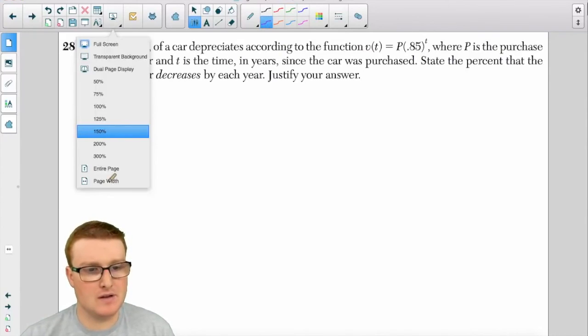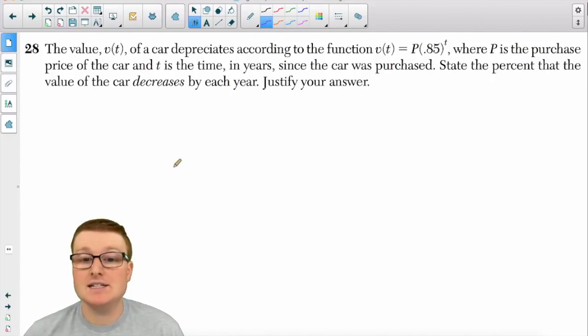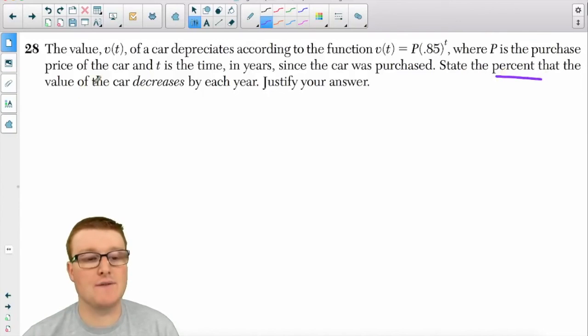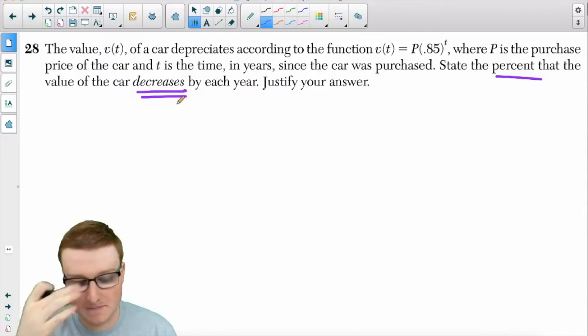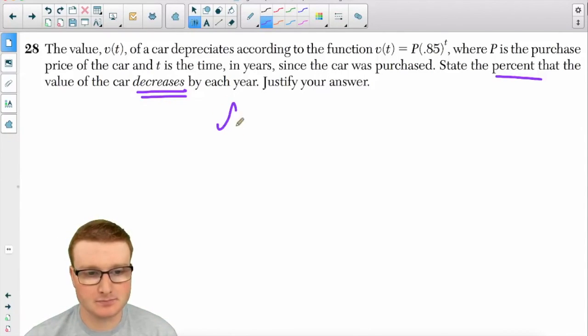The value, v of t, of a car depreciates according to the function v of t equals p times 0.85 to the t, where p is the purchase price of the car and t is the time in years since the car was purchased. State the percent that the value of the car decreases by each year and justify your answer. So, by now, I hope that you know the formula.